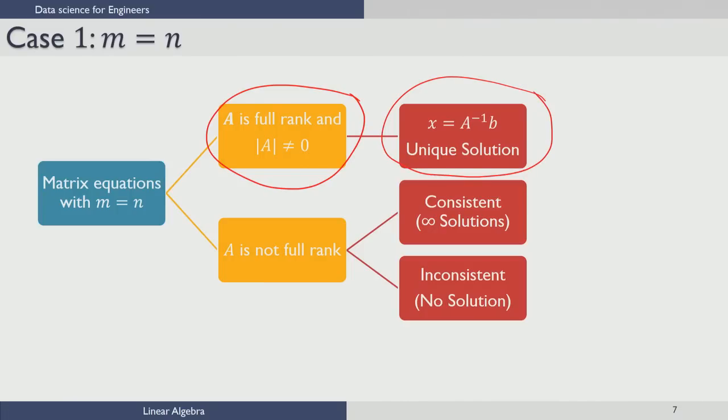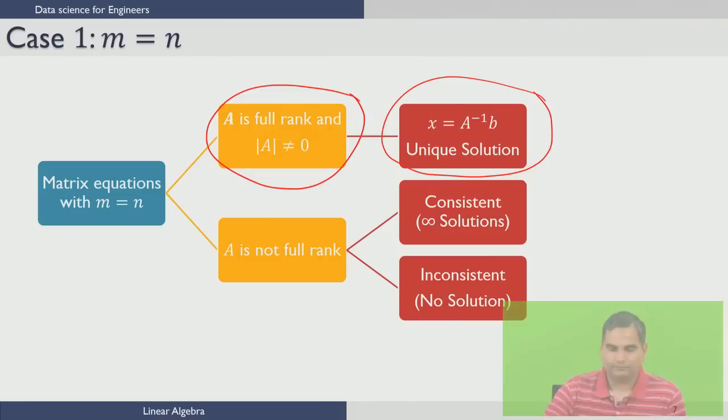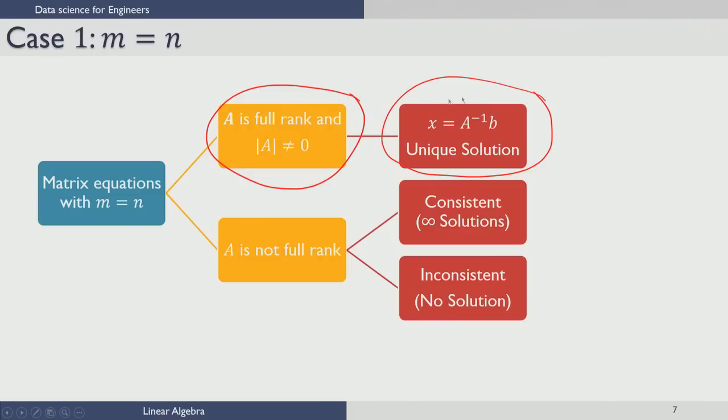Now, from your high school and so on, you would have learned that if the determinant is not 0, A inverse is possible to compute. So, one could simply compute x equal to A inverse b as a solution to this problem. The difficulty arises only when A is not full rank. That means the rank of the matrix is less than m.